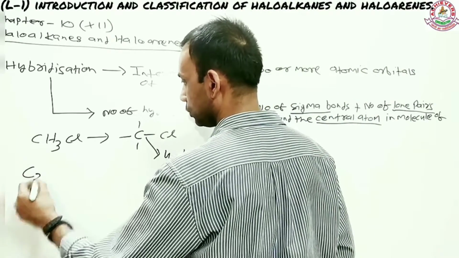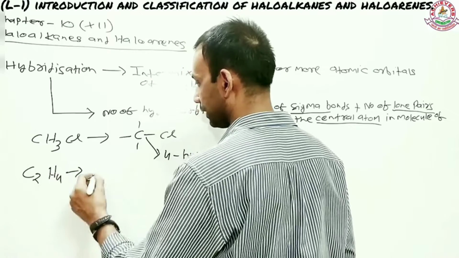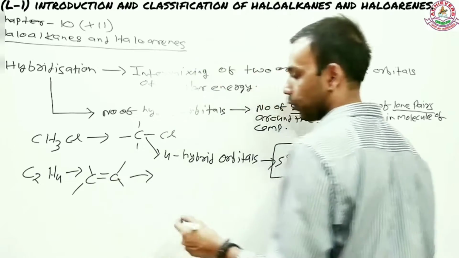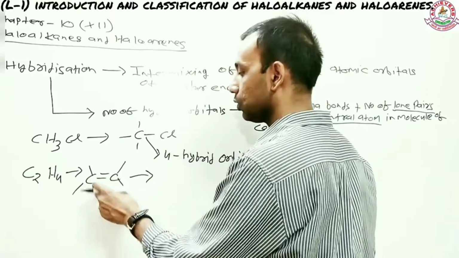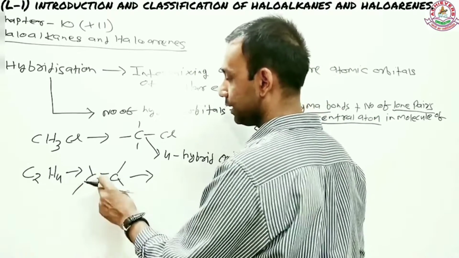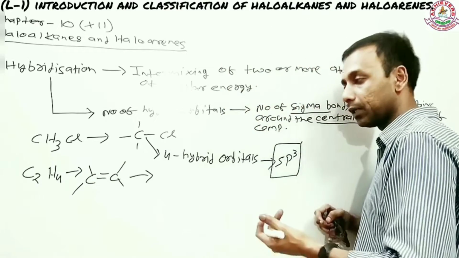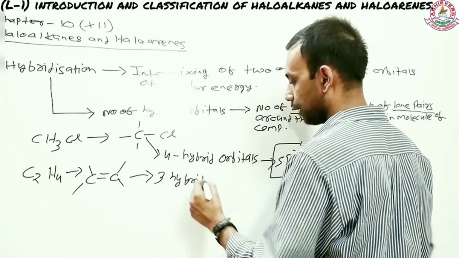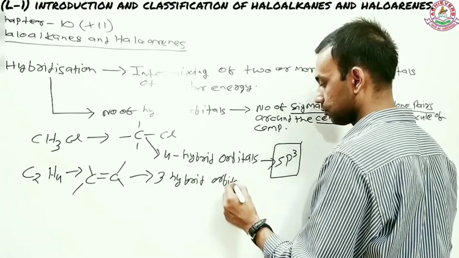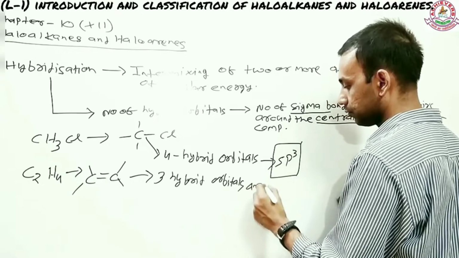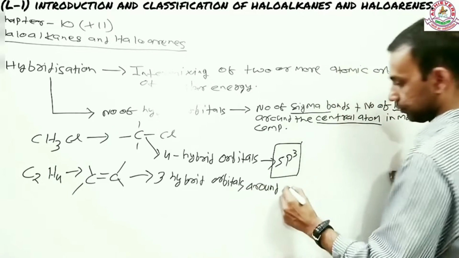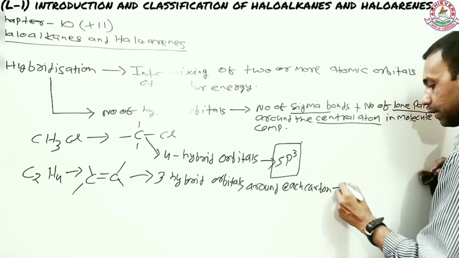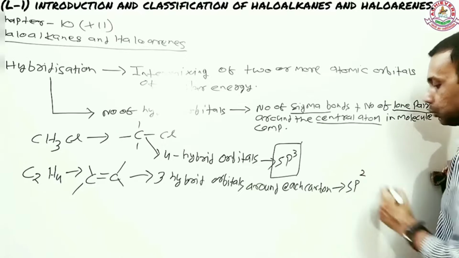Suppose I'm talking about C2H4. C2H4 has a structure something like this. So what we see is that both of the carbons have 3 hybrid orbitals involved: 1, 2 and 3. I hope you understand that a double bond has a sigma and a pi bond. So this involves 3 hybrid orbitals around each carbon. So the hybridization is going to be sp2.